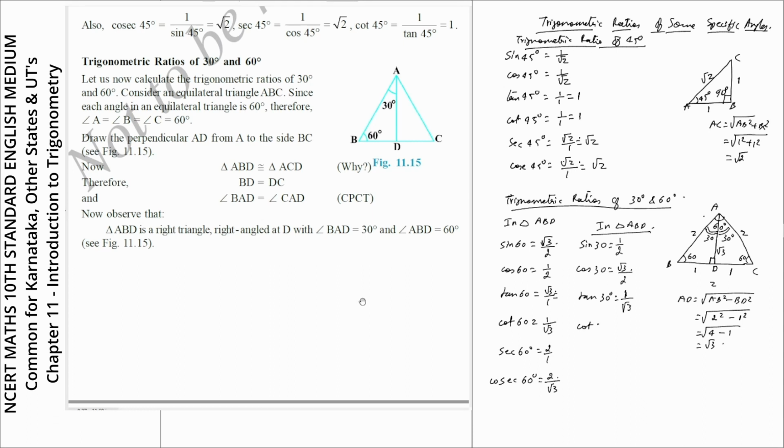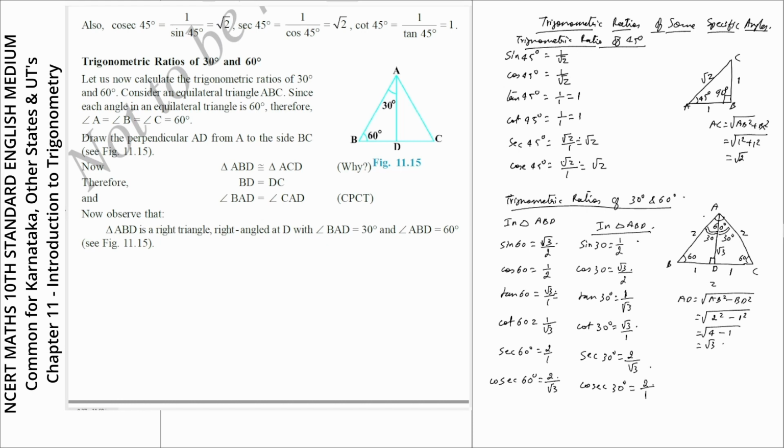And cot of 30 degree. Cot of 30 degree is adjacent by opposite, that is root 3 by 1. And secant of 30 degree. Secant of 30 degrees is hypotenuse by adjacent side, that is AB by AD, that is 2 by root 3. Now cosecant of 30 degree is equal to hypotenuse by opposite, that is 2 by 1 I will get.